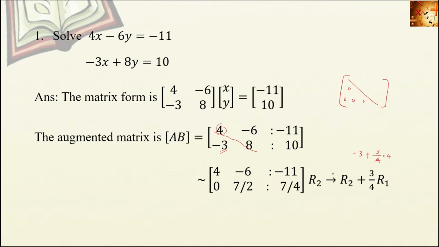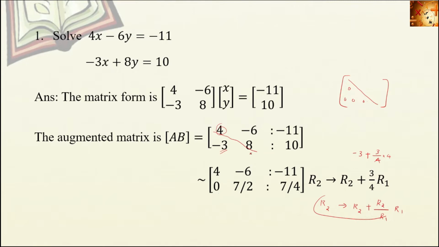An easy method is that R2 changes to R2 plus whatever be the element in R2, divided by the corresponding element of R1, into R1. Like this. This is the transformation method. That is, R2 changes to R2 plus 3 by 4 R1. So the element will be 0.